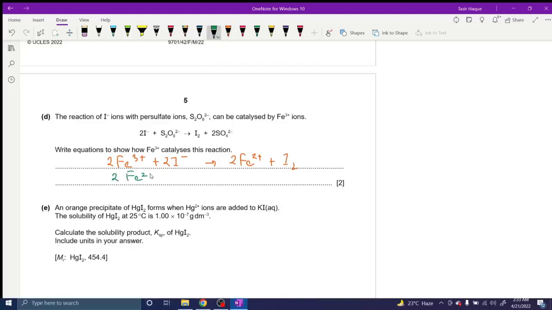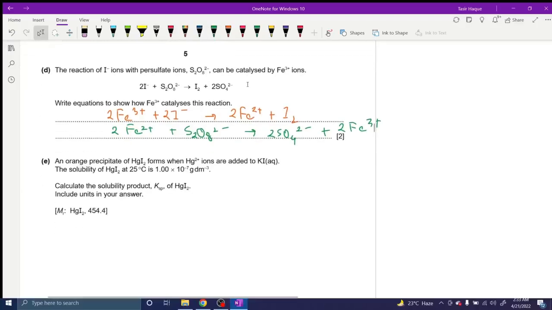The same Fe2 plus ions react with persulfate S2O8 2 minus ions to form 2 moles of sulfate ions. They reduce persulfate and in the process they regenerate the iron 3 plus ions. This is it, very important equations. If they told you how Fe2 plus catalyzes this reaction, then we would need to interchange the steps.